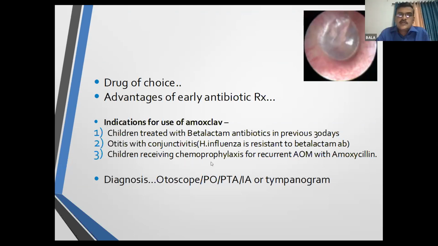Always use an otoscope, even if not a pneumatic otoscope, for diagnosing otitis media. So the postgraduate should have an otoscope with them.